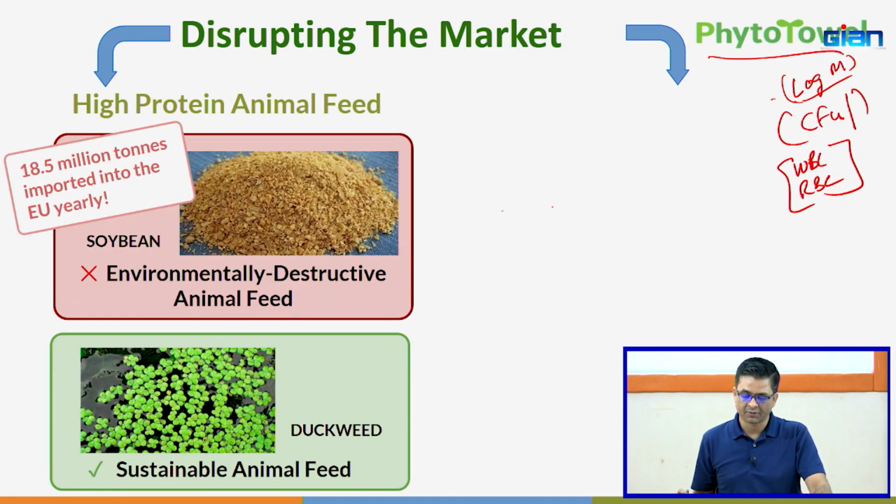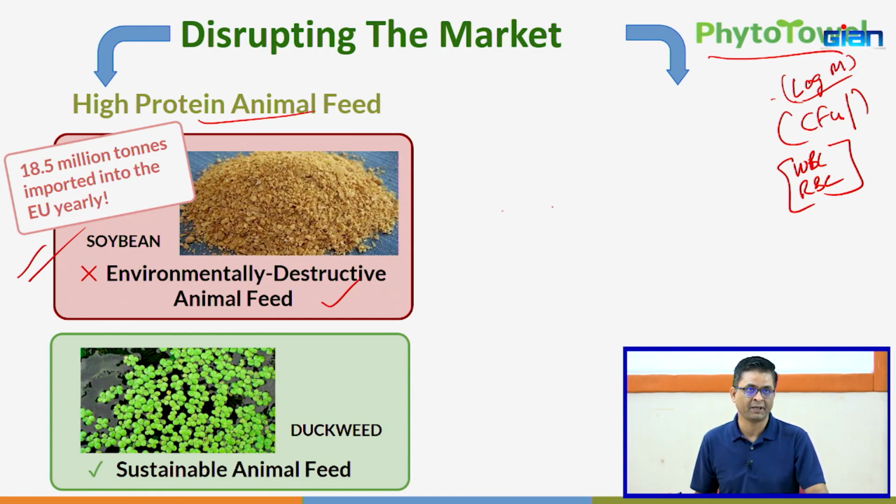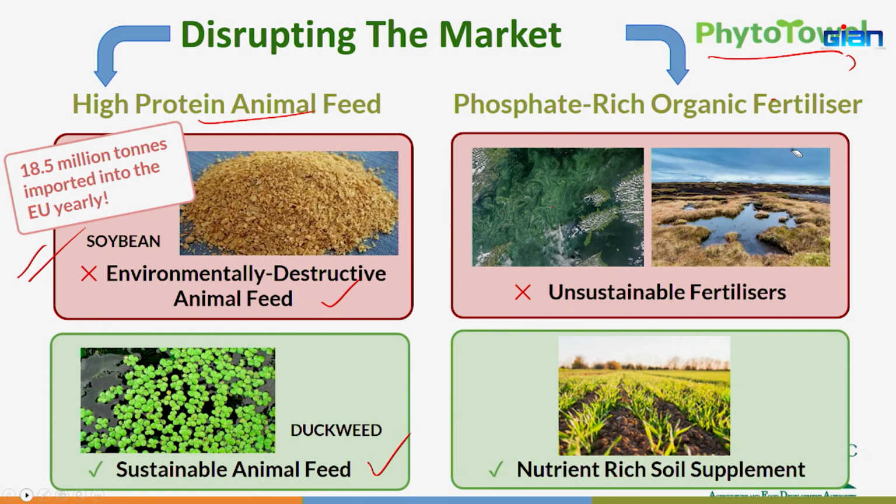So coming back to this one, this was all the pitch: high protein for animal feed in duckweed. Soybean crops give environmentally destructive animal feed. Not really destructive in itself, but at this stage it is, because we need more and more land to grow crops. Population is increasing, we don't have land, so we start cutting the forest and disturbing the environment. Whereas for this, you don't need land, yeah?